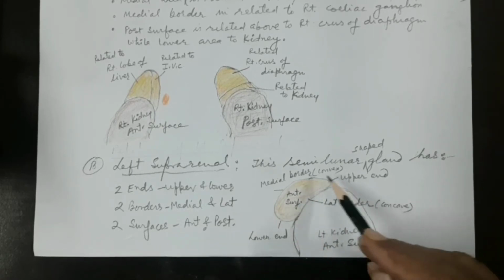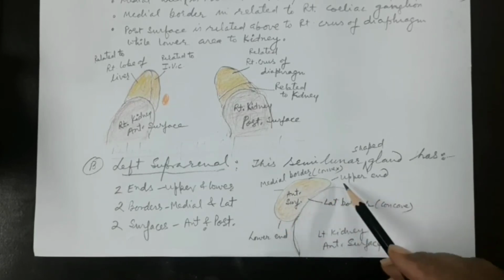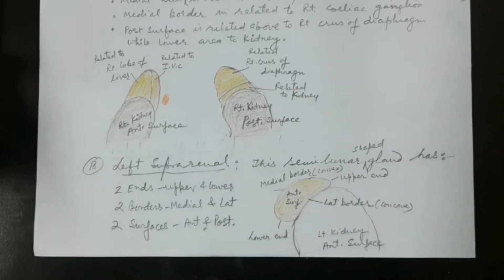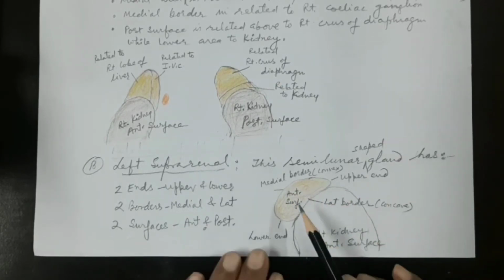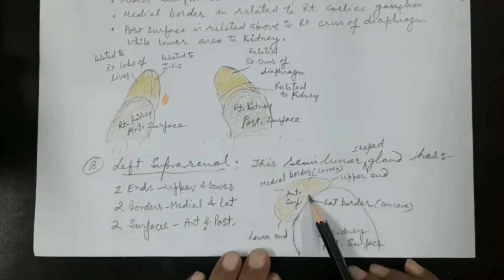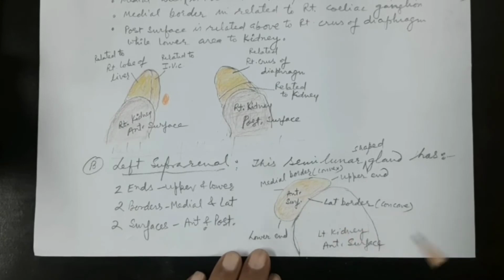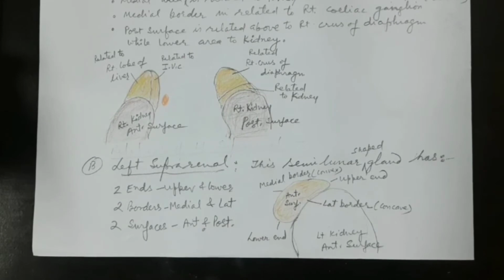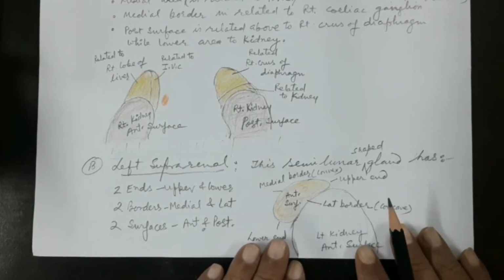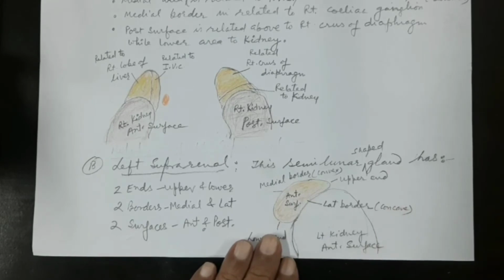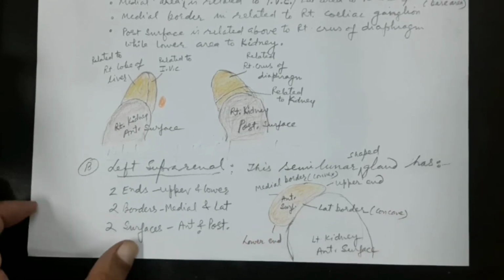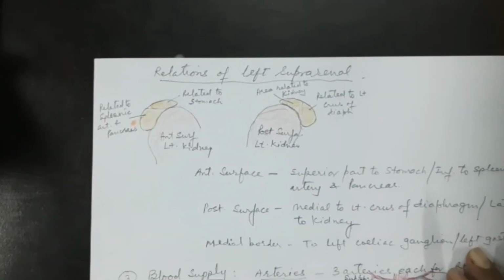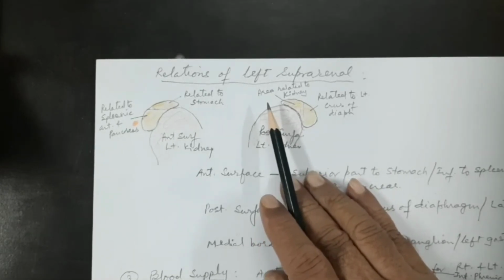So just remember this simple diagram for the features, which will show you the upper end, lower end, lateral border, medial border, and anterior surface. The posterior surface is behind, so there are two surfaces. One is anterior, which is seen in this diagram. In the next diagram, we will see the relations, where I will show you the posterior surface of the left suprarenal gland. So after learning the features of the left suprarenal gland, let us go to its relations. These are the diagrams showing you the relations of the left suprarenal gland.